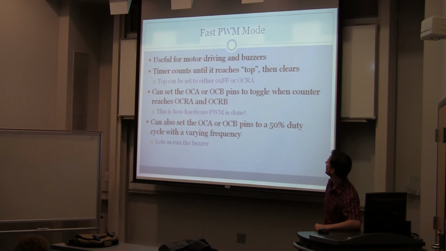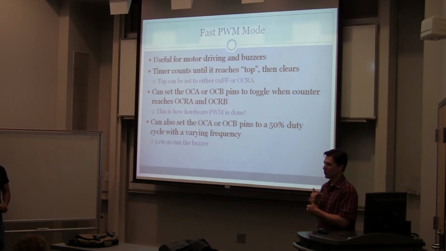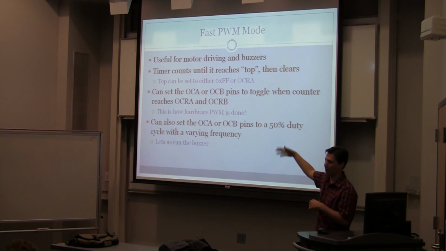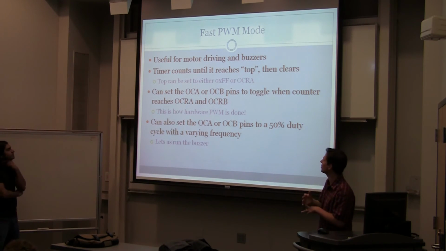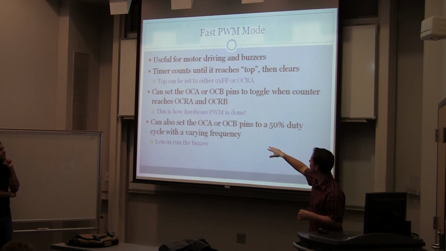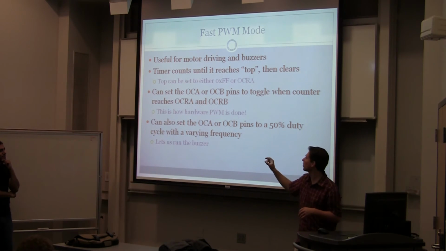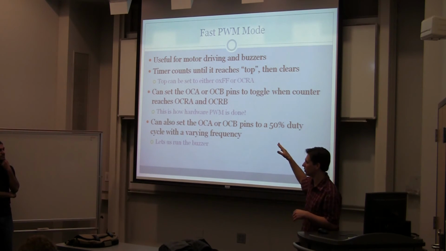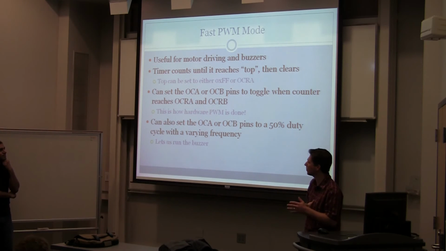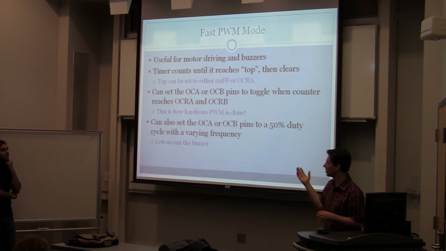Okay, so fast PWM mode is the one that you're most likely to use if you've got a motor or a buzzer. Like we said, it counts until it reaches the top, and you can set that as either the maximum value or output compare register A if you don't want to use the maximum value. And you can set the hardware pins to toggle whenever the counter reaches output compare register A or output compare register B. So that's how you do hardware PWM.